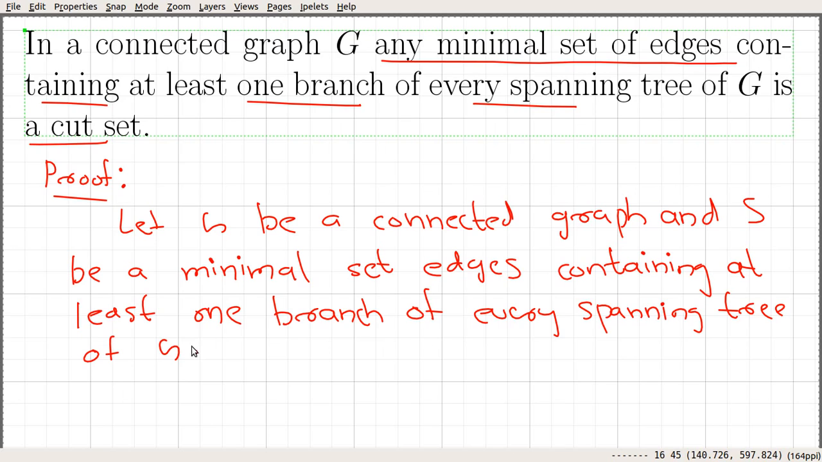Okay, so let's look at G minus S and see what is going to happen. G minus S is going to be a subgraph of G from which at least one branch of every spanning tree is missing. That is how we chose this S, a minimal set of edges containing at least one branch of every spanning tree of G. So let's consider this particular subgraph G minus S.